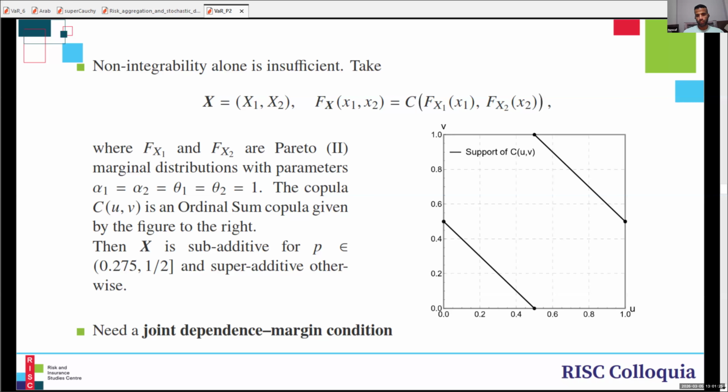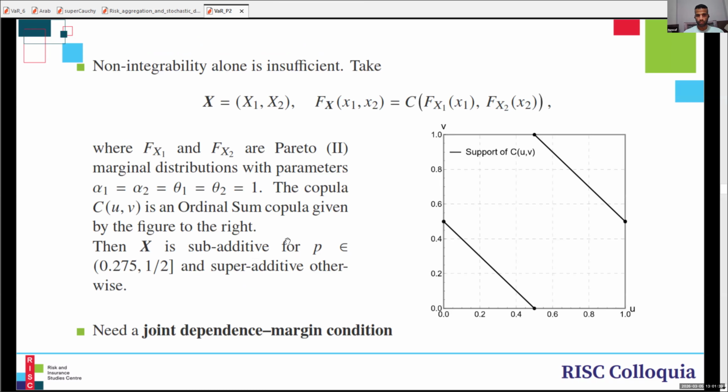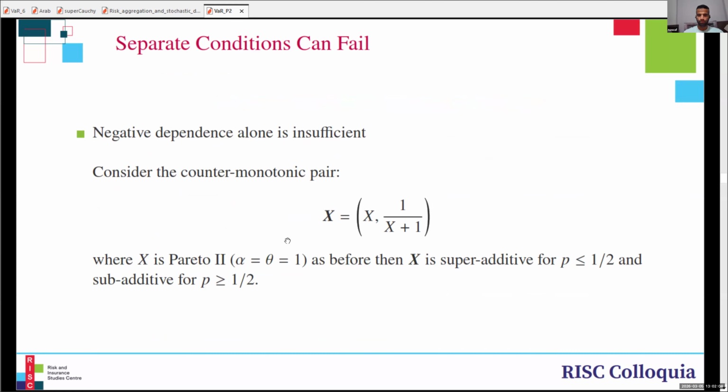Okay, so from this example and the previous one, you notice that a dependent structure by itself is not sufficient in general, and the heavy margins by themselves are not sufficient in general. So we need a joint dependence and margin interaction; this specific interaction will give us that X is superadditive for every value of p. Okay.